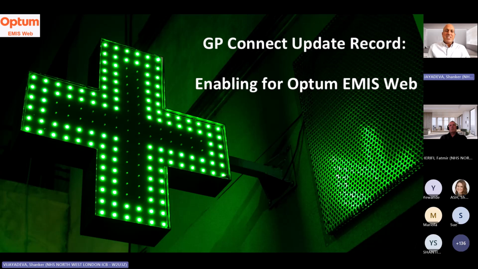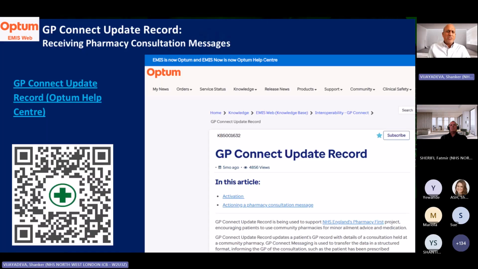So let's go back. This is a replay, like hit and rewind. So we're going back into the EMIS world. GP Connect update record is the first one we want to enable. I just mentioned again that the Optum Health Centre has all of this there.